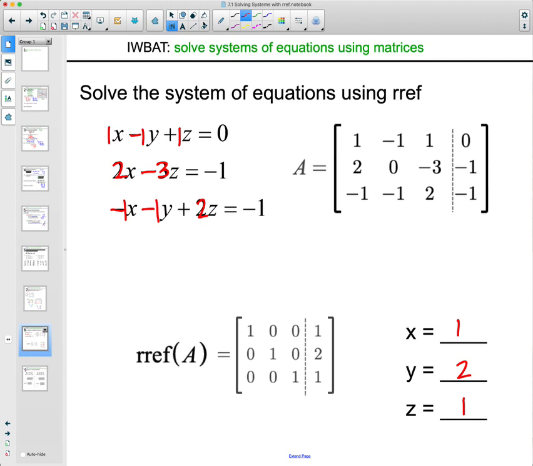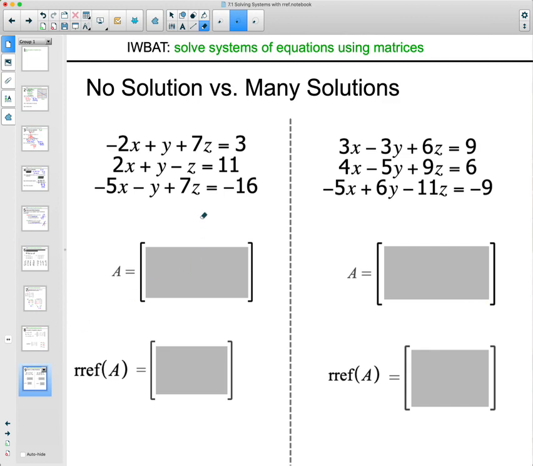What you have to make sure you can do is go from this to an augmented matrix. You have to make sure that you can rewrite it as an augmented matrix, get that typed in, and row reduce it to echelon form. Then, what's it going to look like when we have no solution versus many solutions?